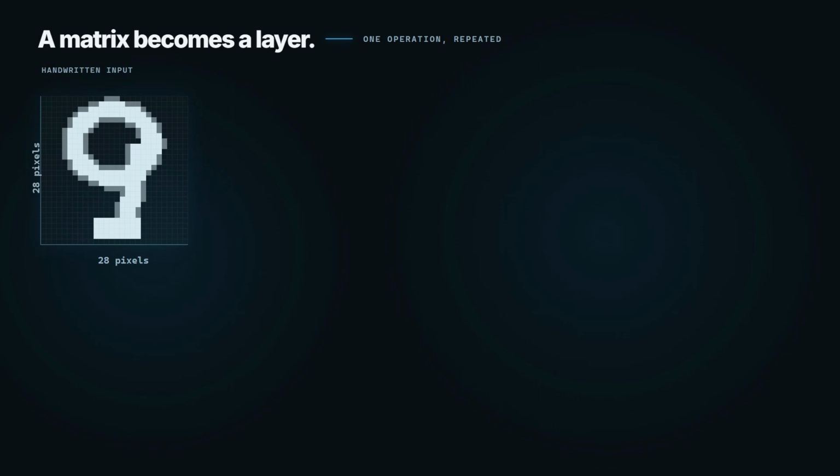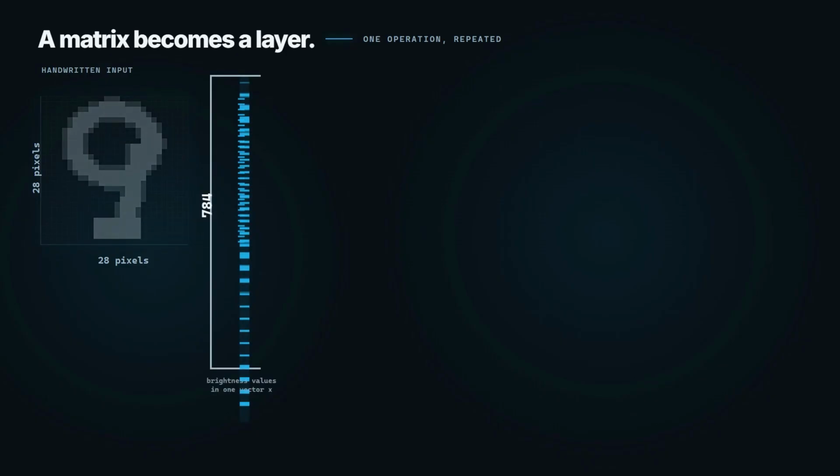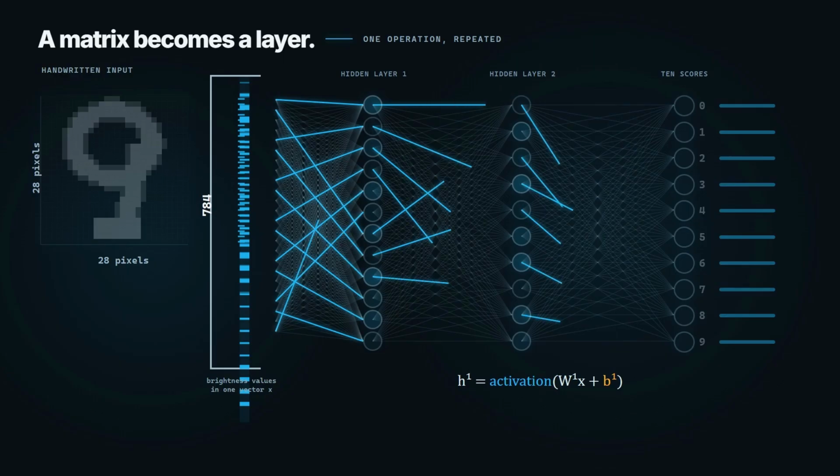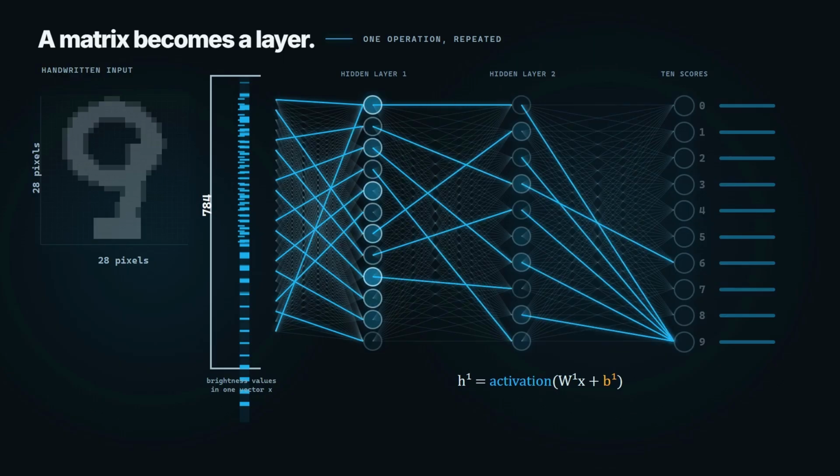Now look at a handwritten digit. A 28 by 28 image contains 784 pixels. The network does not begin by seeing a 9. It receives 784 brightness values, arranged as one input vector. The first weight matrix sends weighted combinations of those values into the first hidden layer. That layer produces a new activation vector. A second matrix transforms that vector again. The final layer produces 10 scores, one for each digit from 0 to 9.